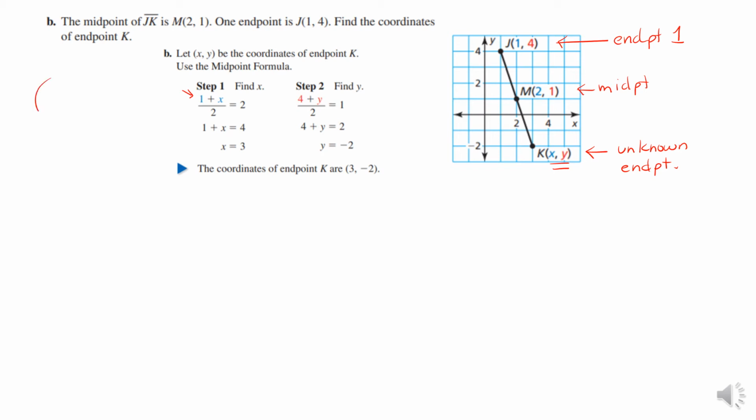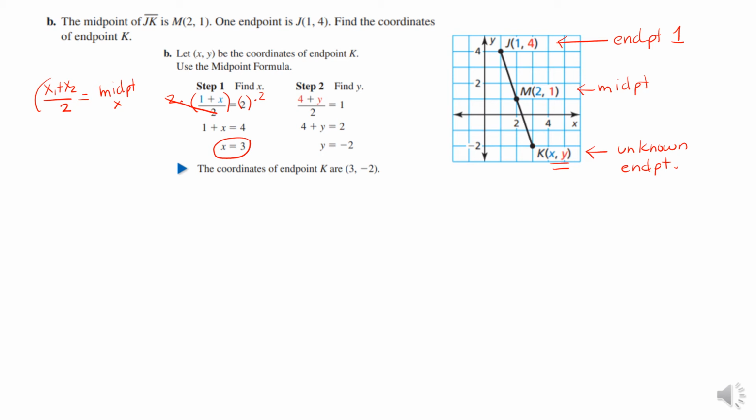So remember, our formula is x1 plus x2 divided by 2. So that's all we did. We don't know what that x is, and that equals the x of our midpoint. Well, they gave us the midpoint x. It's right there. So that's what you're going to use. Now we're going to multiply both sides by 2 to get rid of that denominator. Remember that the top does not get touched because those cancel. So the top stays the same. 2 times 2 is 4. Subtract 1 from each side, and you get x equals 3.